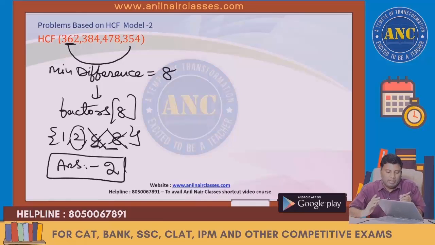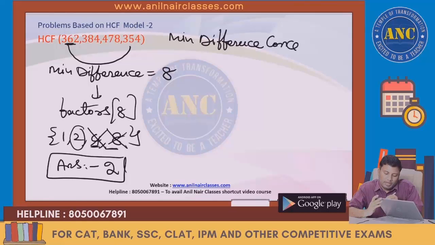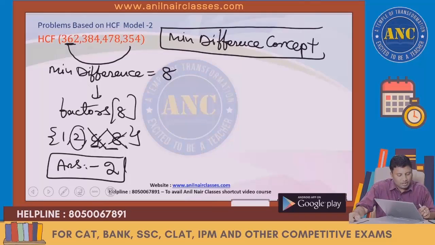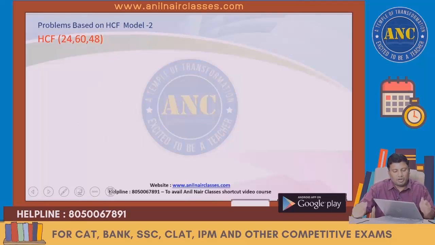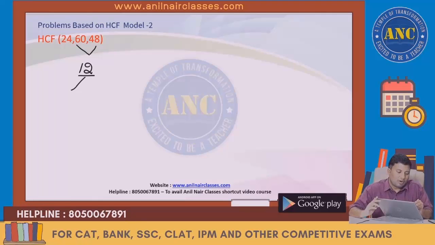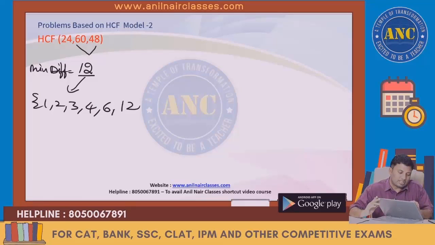I hope the minimum difference concept is clear to everyone. Next one. 24, 60, 48. The minimum difference is 12. So, what are the factors of 12? Factors of 12 are 1, 2, 3, 4, 6 and 12.